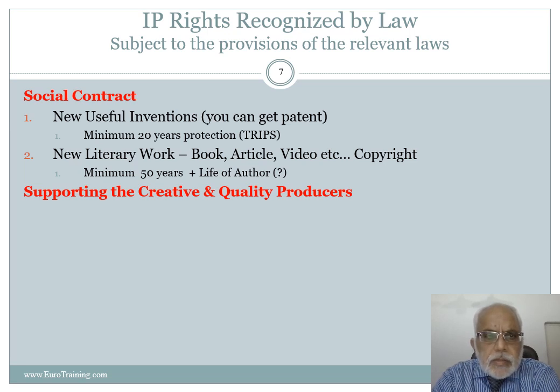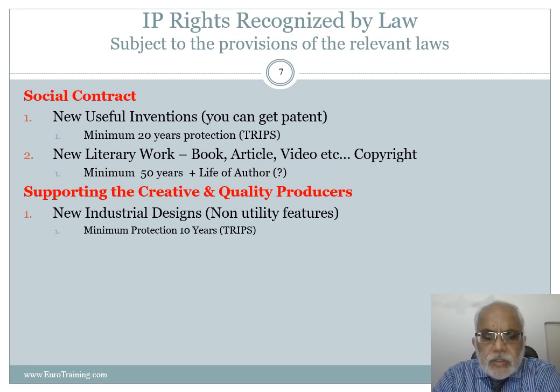Then there is also intellectual property that is given to businesses, or we can say to creative and quality producers. Certain intellectual property rights are given to creative and quality producers. These intellectual properties represent in the form of new industrial designs. When somebody creates a new design for a product, then he is given 10 years exclusive right to use that design.